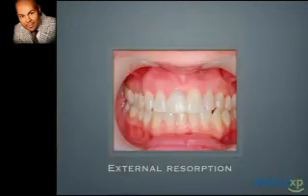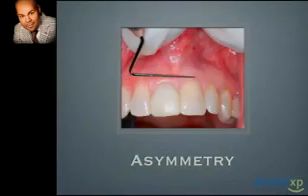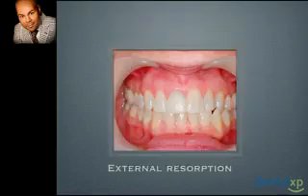So let's look at a few cases, and this first case is external resorption. And when we look at tooth number 8, we see several things: uneven gingival margins, increased width of tooth number 8, as well as if we evaluate the papillas ahead of time, what we can see is the midline papilla is very short, maybe 2 to 3 millimeters, and the papilla between the central and the laterals is also 3 or so millimeters.